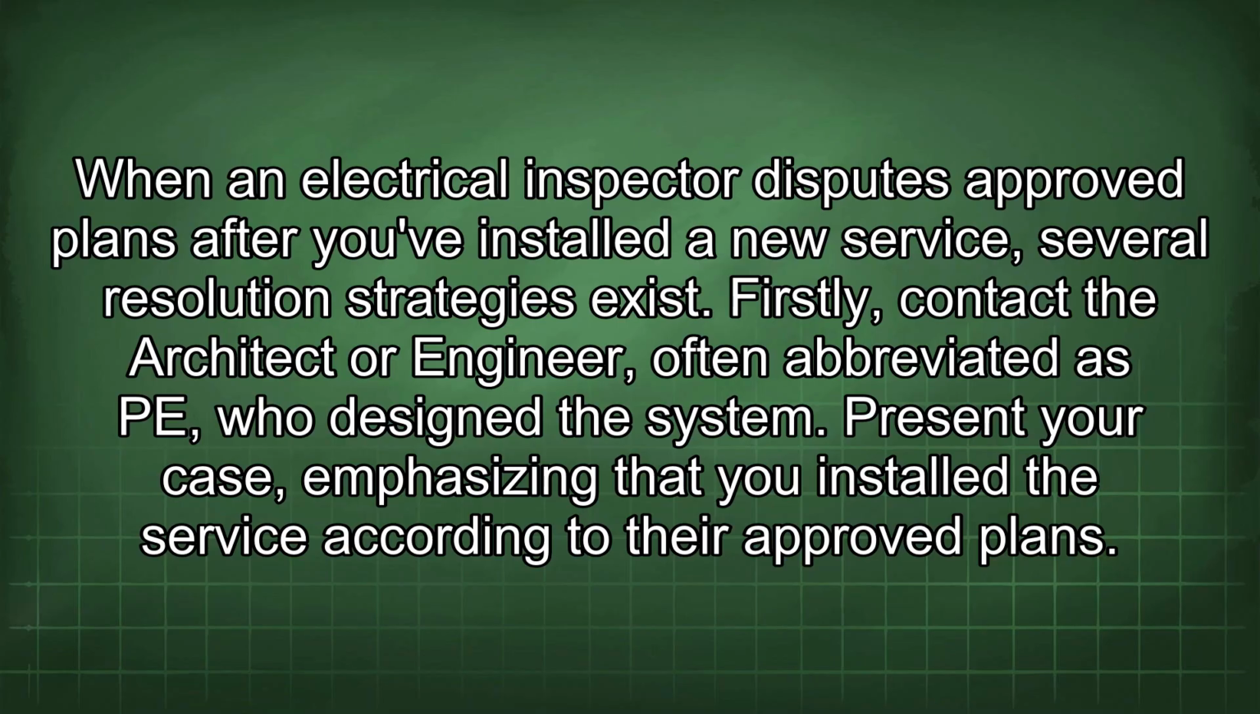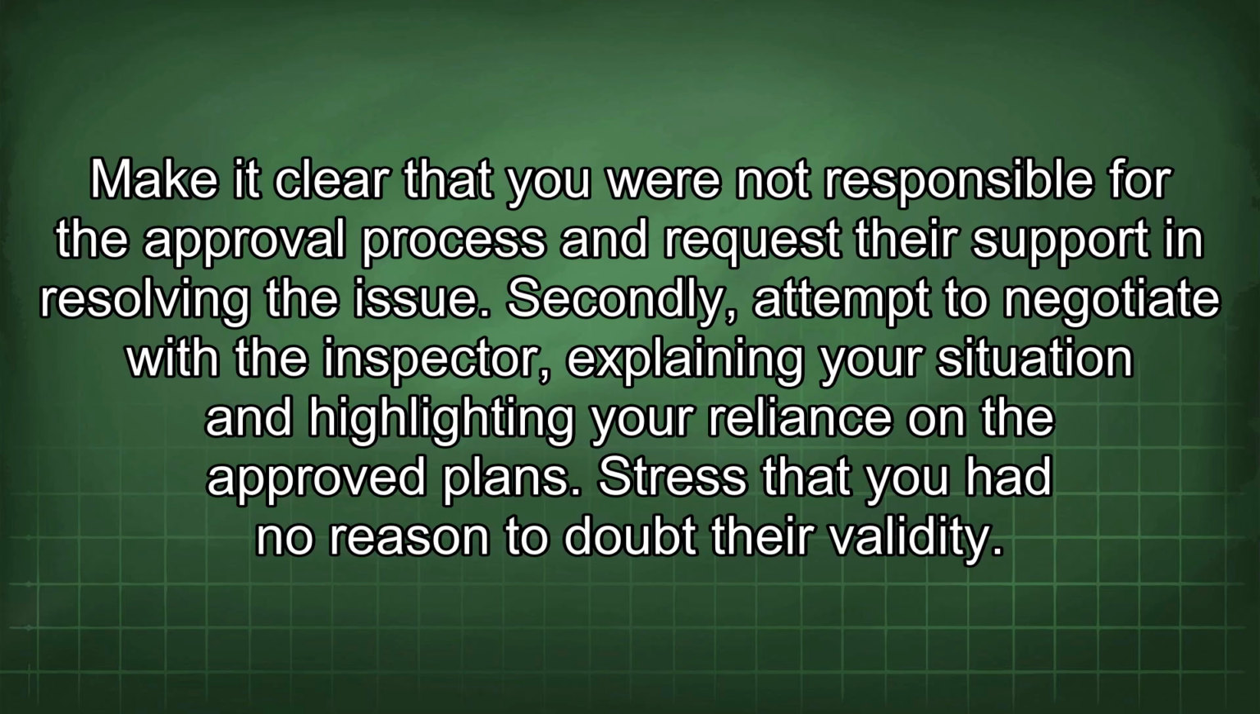When an electrical inspector disputes approved plans after you've installed a new service, several resolution strategies exist. Firstly, contact the architect or engineer, often abbreviated as PE, who designed the system. Present your case, emphasizing that you installed the service according to their approved plans. Make it clear that you are not responsible for the approval process and request their support in resolving the issue.